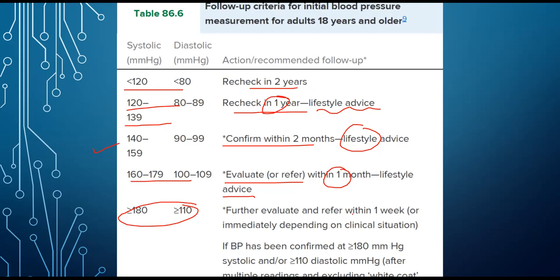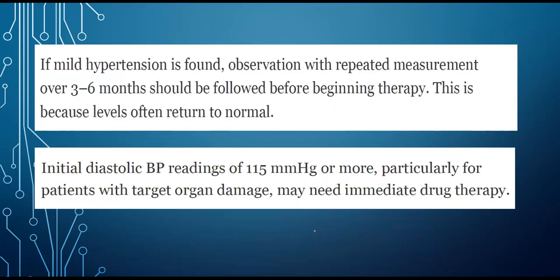Either you can further evaluate in a week's time or immediately. So it's a good idea that if it's more than 180 by 110, just start the medication. Okay. But in other cases, you can start with lifestyle modification first. So that's what is written in here. If mild hypertension is found, observation with repeated measurement over 3 to 6 months should be followed before beginning therapy.